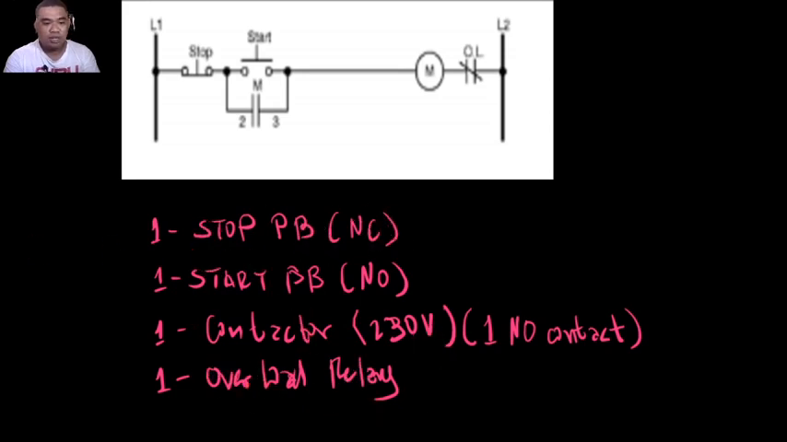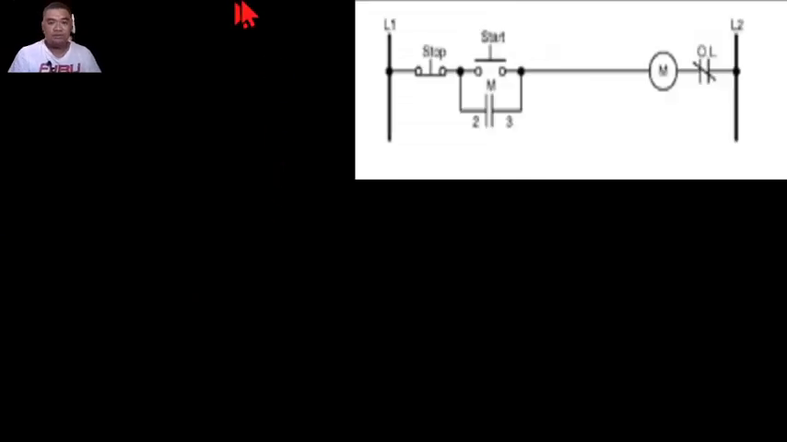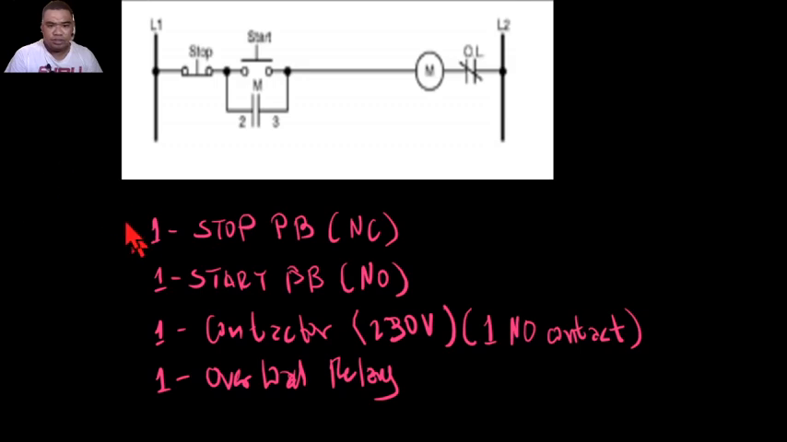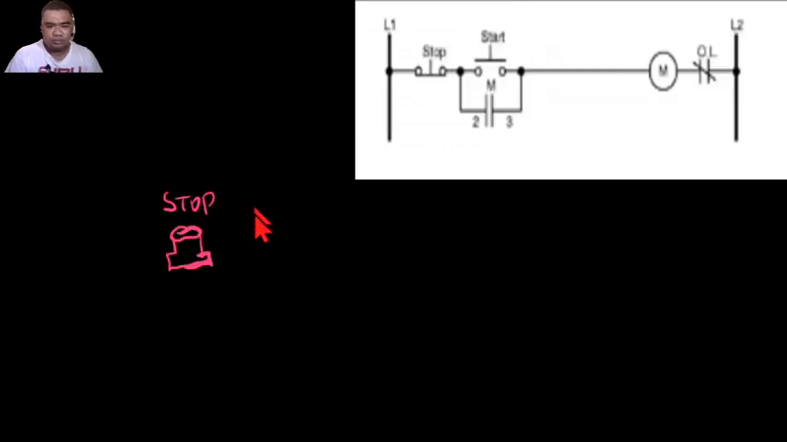So first we have one stop push button. We need to draw here the push button, no? For example, this will be our push button. This will be stop. Then we will have another one, which is one start push button. We have here one start push button.